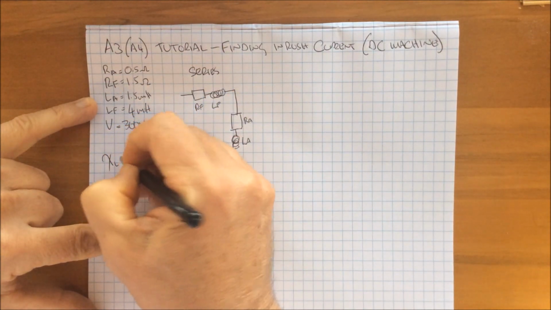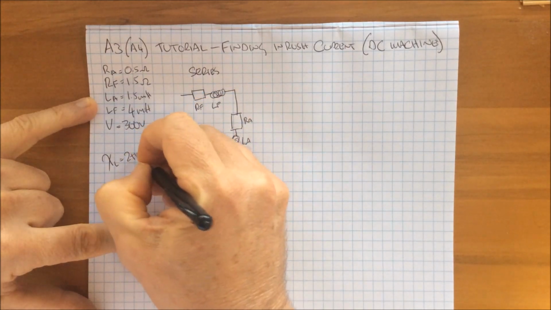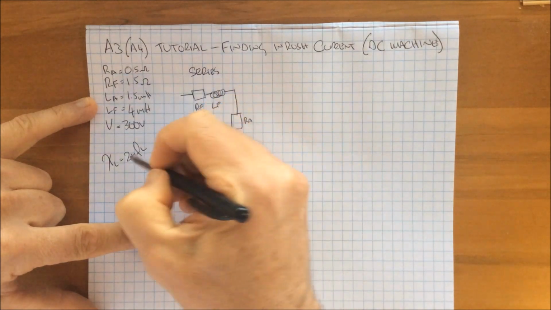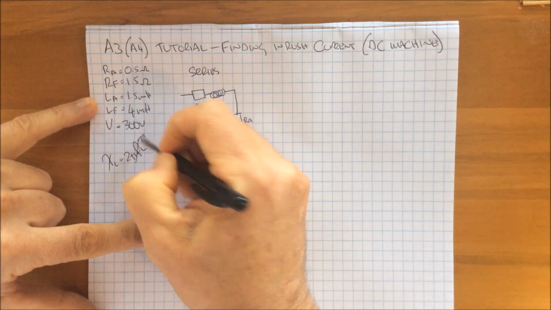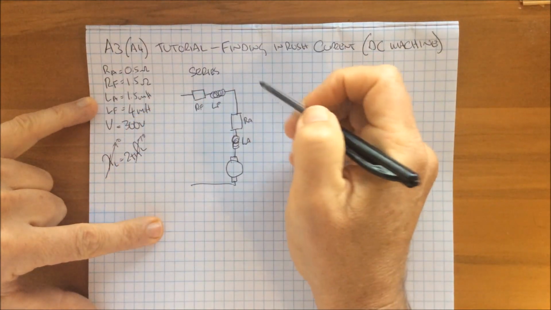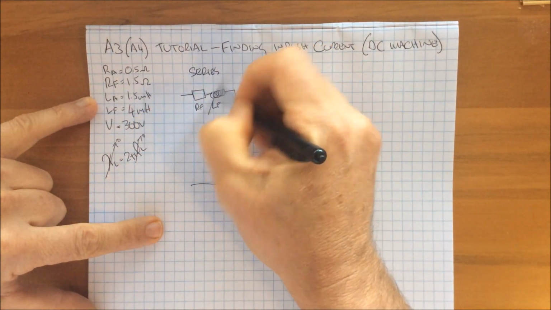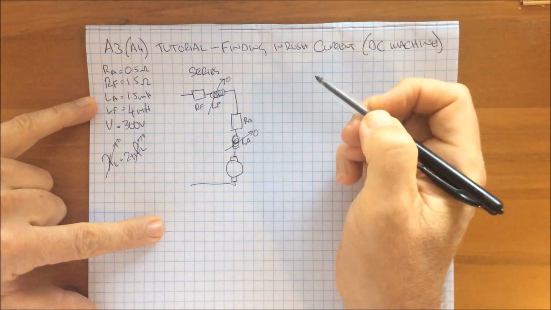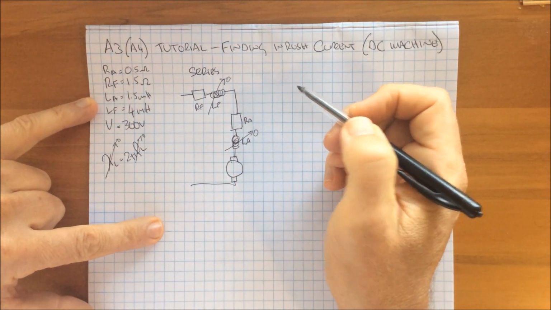We know that the reactance of an inductor is 2 pi FL. This is a DC machine. There is no frequency there. That term goes to 0, which means that term goes to 0. And because of that, we don't have to worry about this or this. Both these terms go to 0.